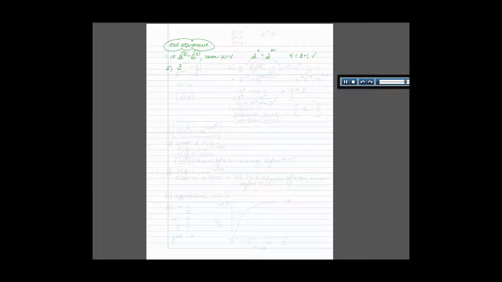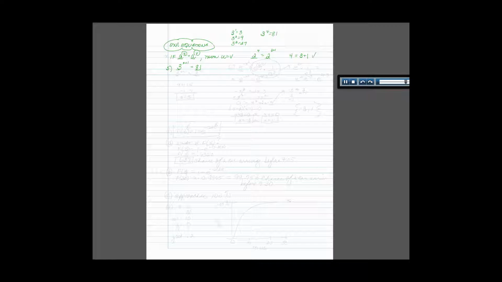We've got 3 to the x plus 1 equals 81. Are the bases alike? No, they're not. So we have to get them alike. Well, is 81 one of the powers of 3? 3 to the first is 3. 3 squared is 9. 3 cubed is 27. But 3 to the fourth is 81. So I can make the bases be alike.